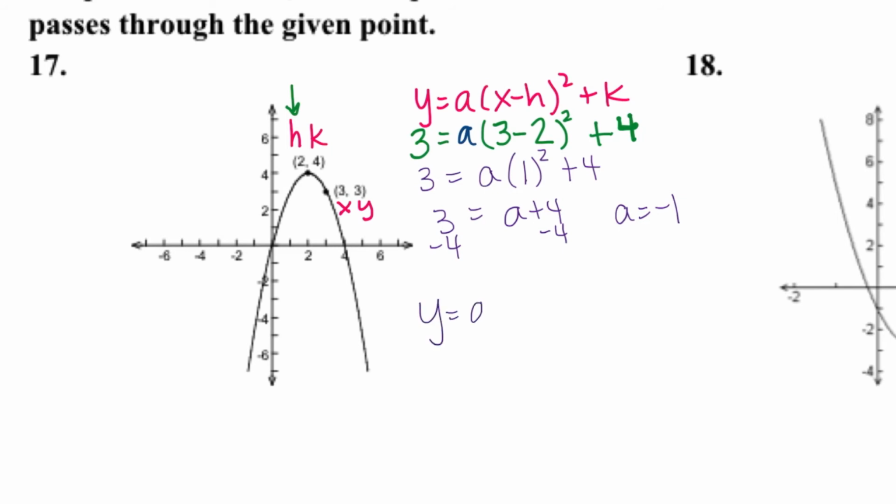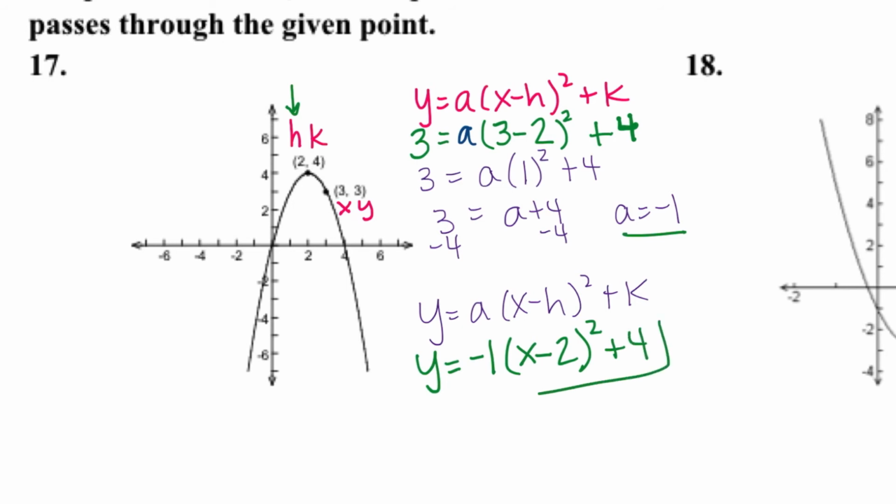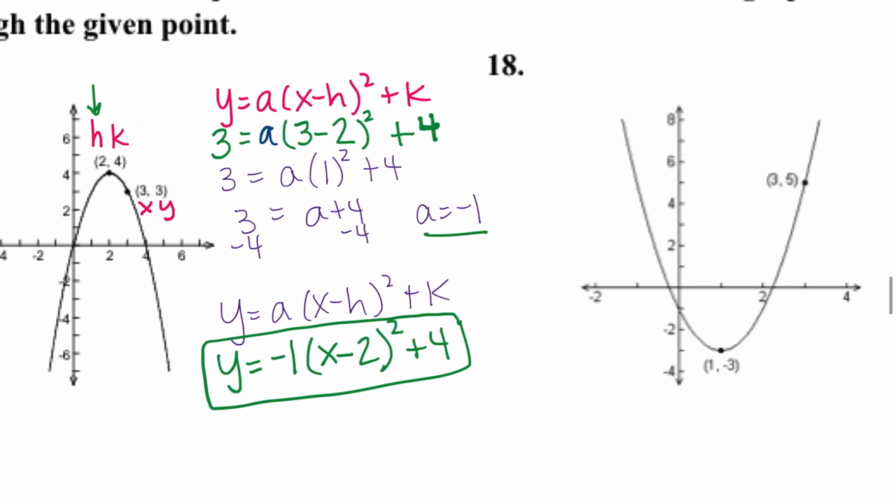So my equation is y equals a times x minus h squared plus k. And I'm going to plug in my h, k, and my a to get my final equation. So I have y equals, my a is a negative 1. I have x minus my h, which is 2. I have my squared, and then my k is a plus 4.